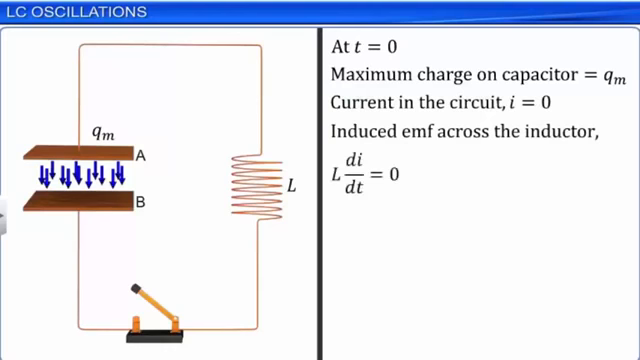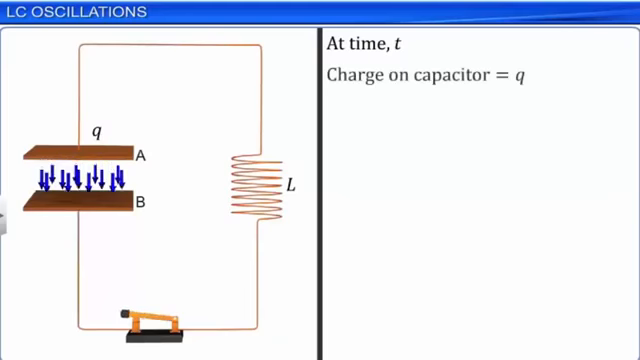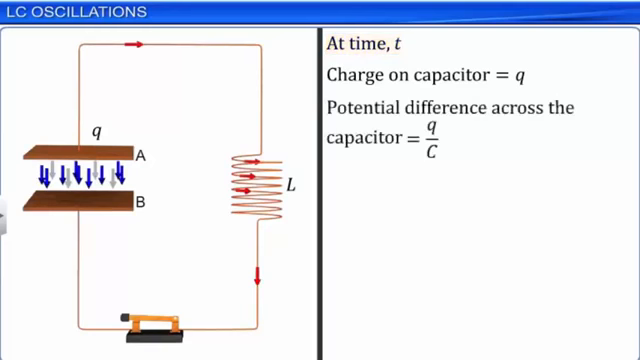If Q is the charge on the capacitor and I is the current in the circuit at a time t, then the potential difference across the capacitor is the ratio of Q to C, where C is its capacitance.